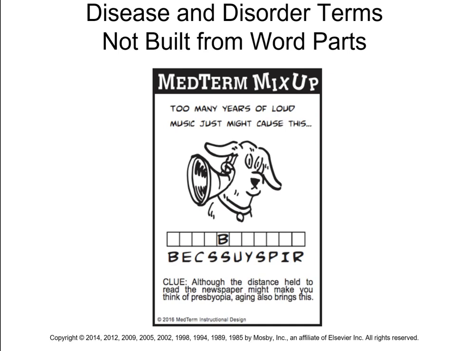So try to go through this. I'm not quite sure what this word is. I did not create this PowerPoint, and I've been trying to figure this out. So if any of you know what this word is, let me know. It says, although the distance held to read the newspaper might make you think of presbyopia, aging also brings this along. Too many years of loud music might just cause this. Obviously, it has to do with hearing loss, so let me know what you think.